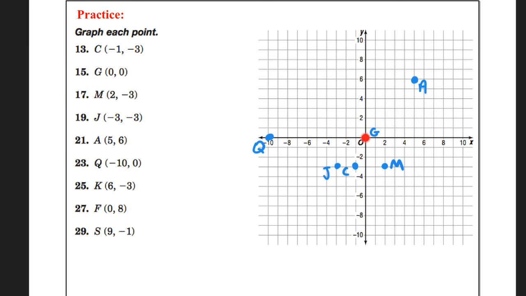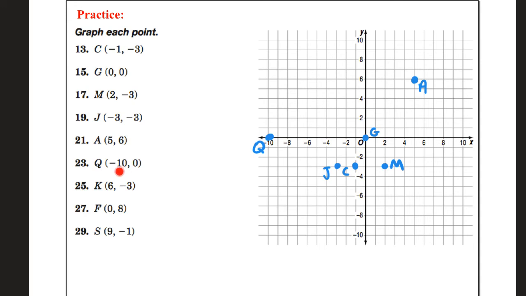G was very easy. That was right at the origin, so no movement at all. For point M, I'm going to go 2 to the right and 3 down. And I followed that process for the rest of the points here. Q was right on the x-axis, so I just went 10 to the left.